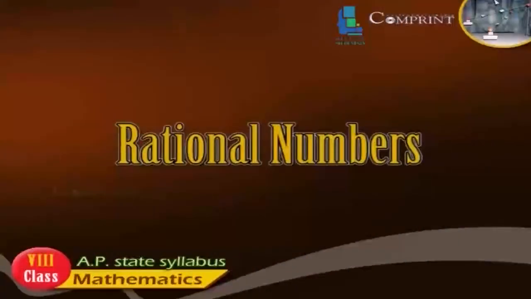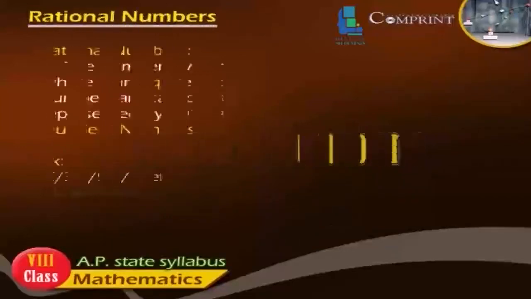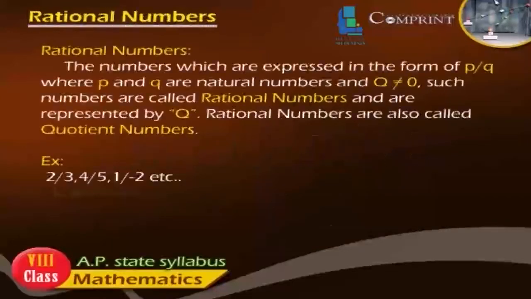Rational numbers. The numbers which are expressed in the form of p by q, where p and q are natural numbers and q not equal to 0, such numbers are called rational numbers and are represented by capital Q. Rational numbers are also called quotient numbers. Example: 2 by 3, 4 by 5, 1 by -2, etc.